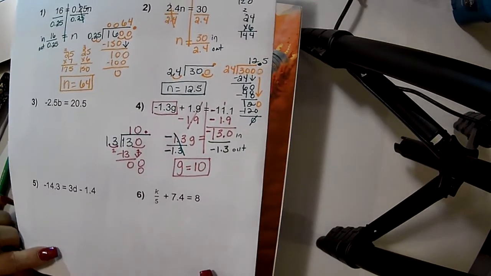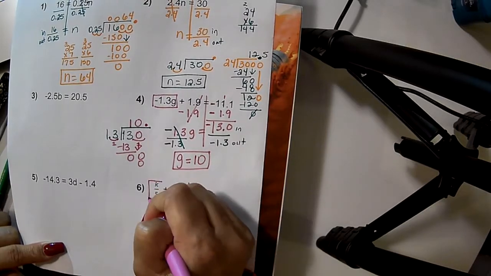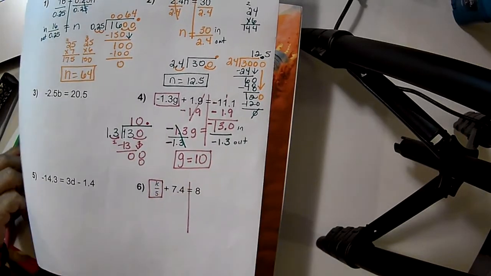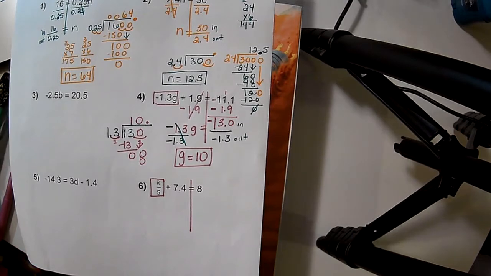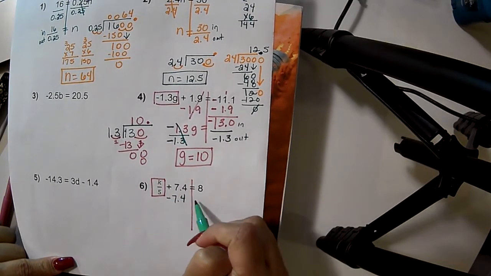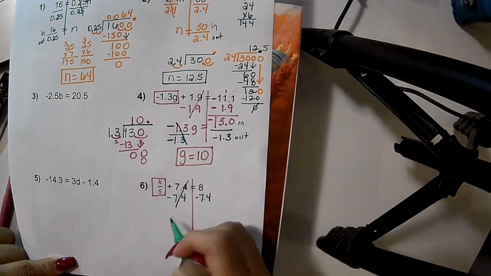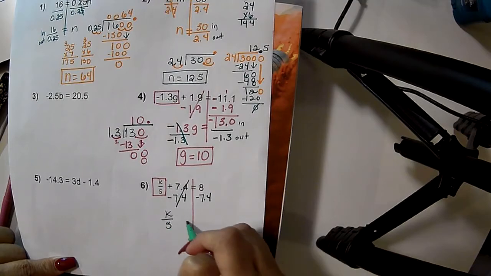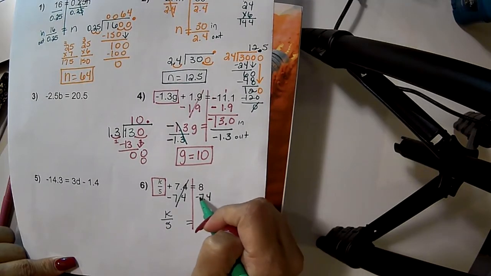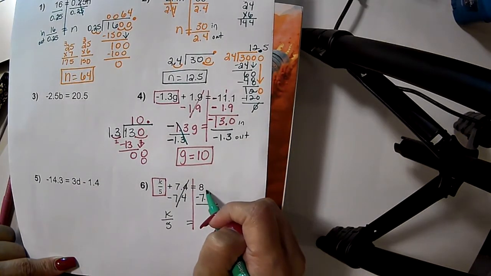And the last one that we're going to work on is number 6. I'm going to follow my strategies. I'm going to box the k over 5. And I'm going to get rid of the 7.4 by subtracting 7.4. Okay, so this would cancel out. I have k over 5 equals, now I have 8 minus 7.40, right? These two are both different symbols, so I will subtract.